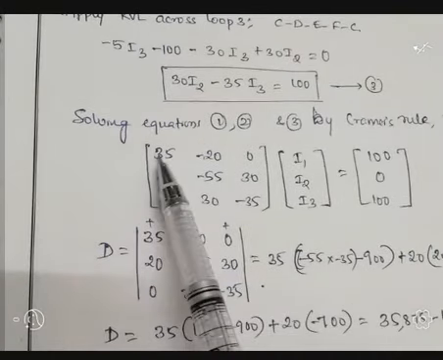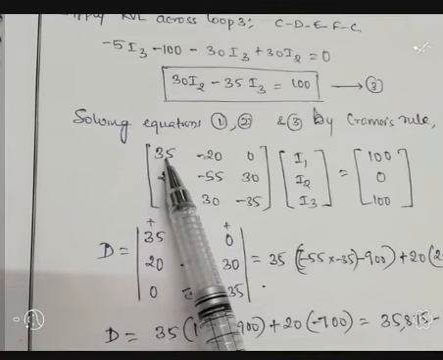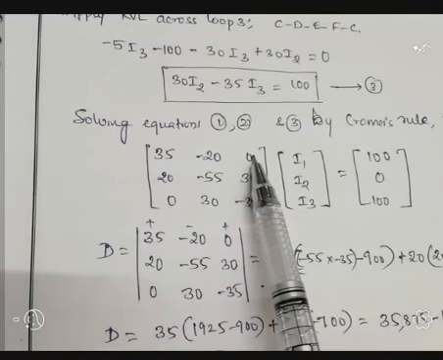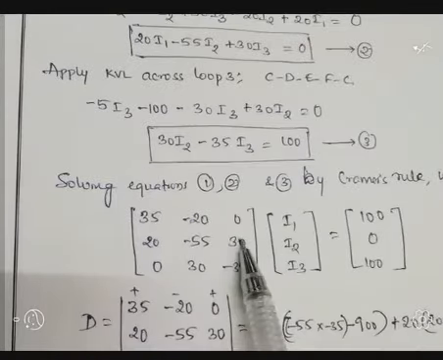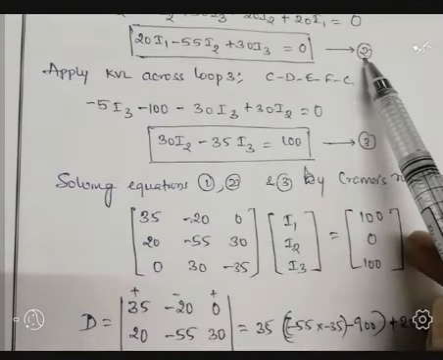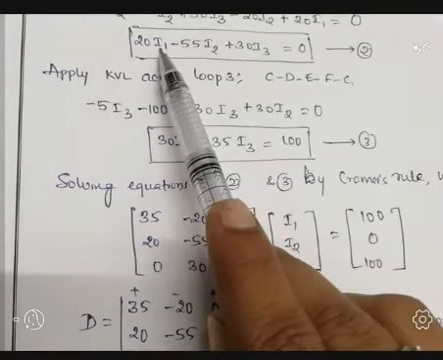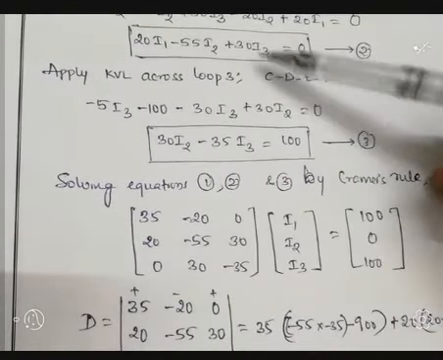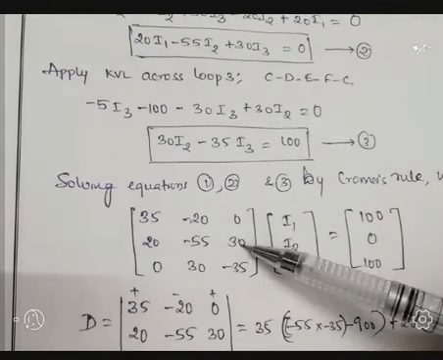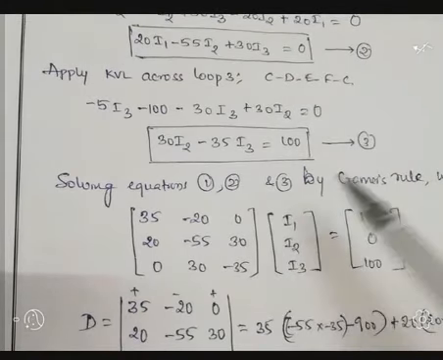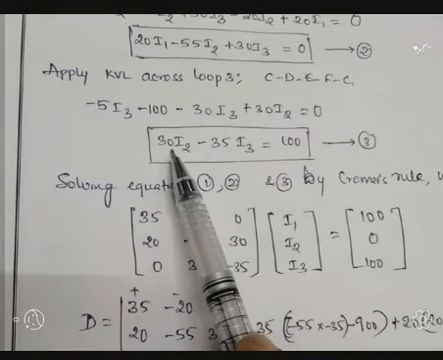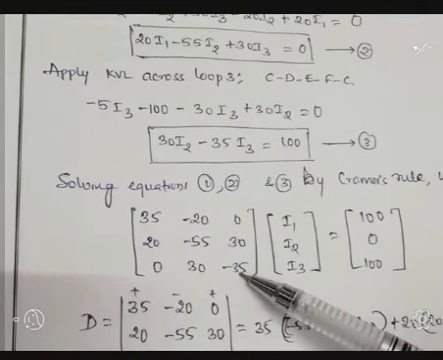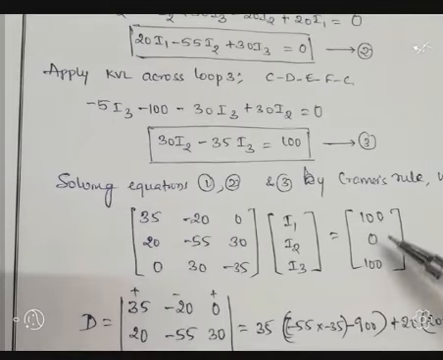The first row is the coefficients of the currents I1, I2, I3 of equation 1, and the second row is the coefficients of I1, I2, I3 of equation 2. So you can observe here, the coefficient of I1 is 20, the coefficient of I2 is minus 55, the coefficient of I3 is 30. For equation 3, I1 is absent, so I have taken 0. I2 is 30, I3 is minus 35. Now the constant terms are 100, 0, 100.